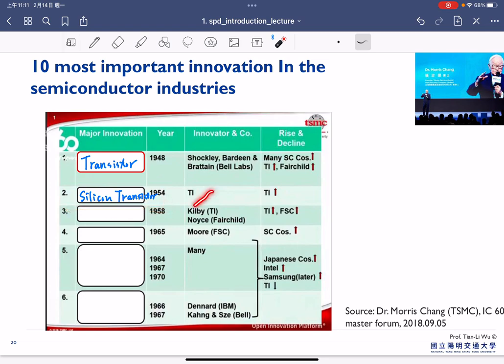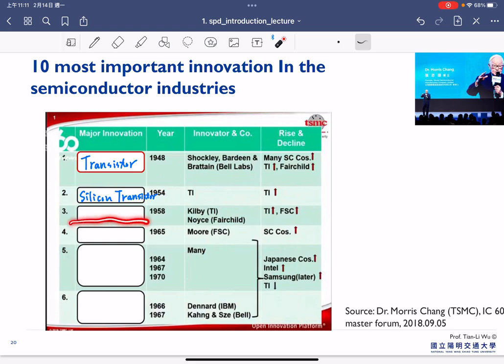And the first company actually involved in this development came from Texas Instruments. In general, we don't need to talk too much about chemistry.